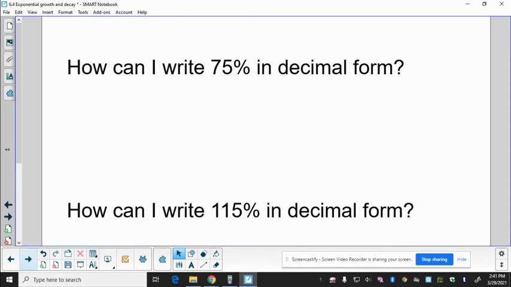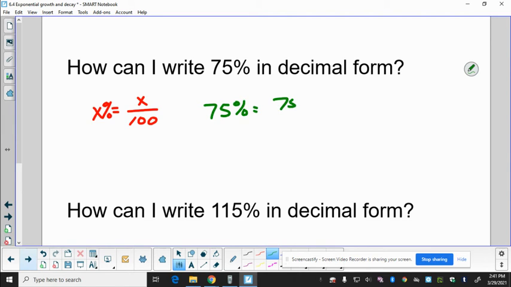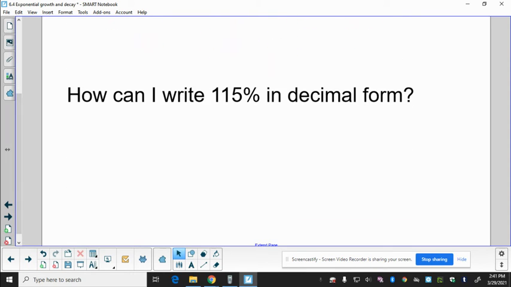How about that first question? How can you write 75% in decimal form? Well, 75%, a percent, is equal to a number out of 100. So if that's the case in this situation, 75% means 75 over 100, which means it's the number 0.75, isn't it? So how could I write 115% in decimal form? Well, that would be 115 over 100, which would be 1.15.